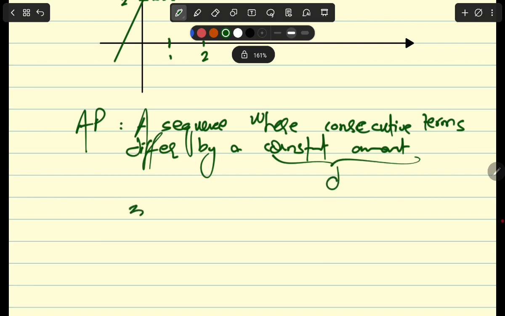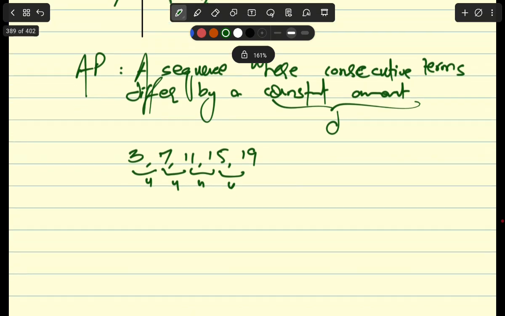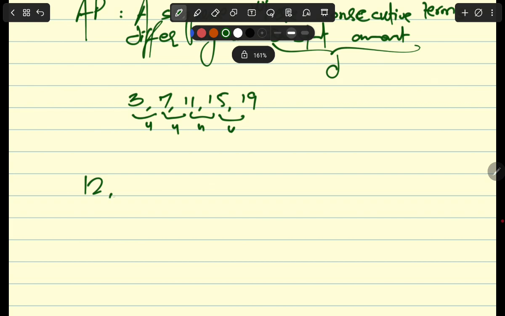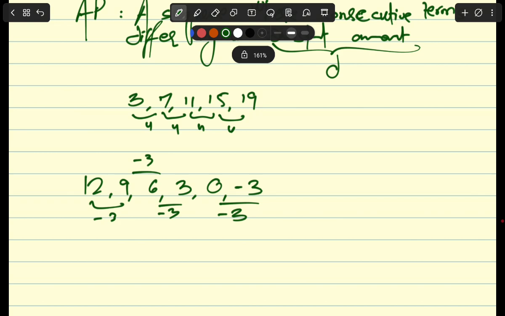For example, 3, 7, 11, 15, 19, all of them differ by 4, right? So it's the difference, and it's always constant. Another example is 12, 9, 6, 3, 0, -3. What's the difference here? It is -3, -3, -3, -3. Still, this is an arithmetic progression because no matter the sign of the difference, it is constant.